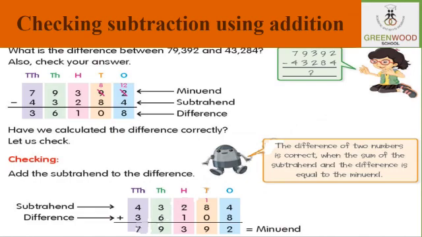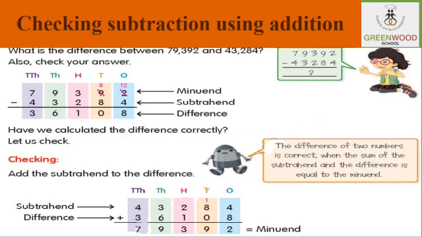Now add the tens. 1 plus 8 plus 0, which is equal to 9. Add the hundreds. 2 plus 1, which is equal to 3. Add the thousands. 3 plus 6 equals to 9. Add the 10,000. 4 plus 3 equals to 7. So we get the answer as 79,392, which is same as the first number which is written in the question.